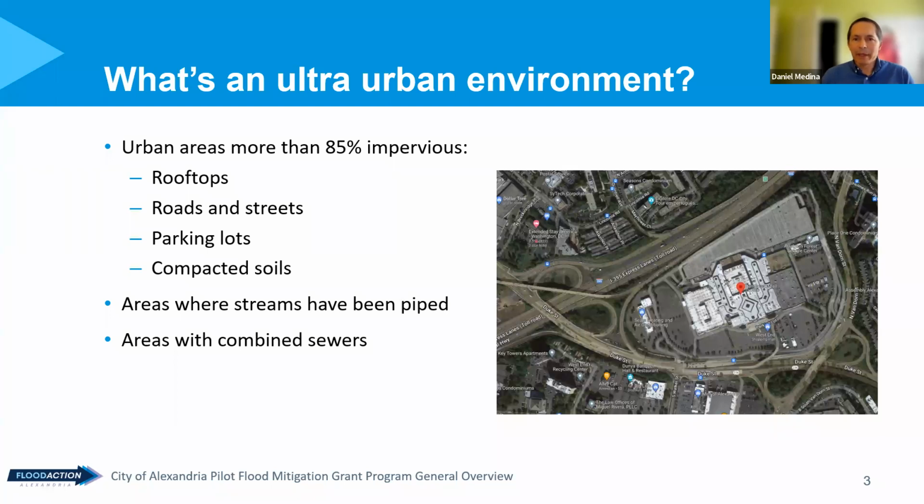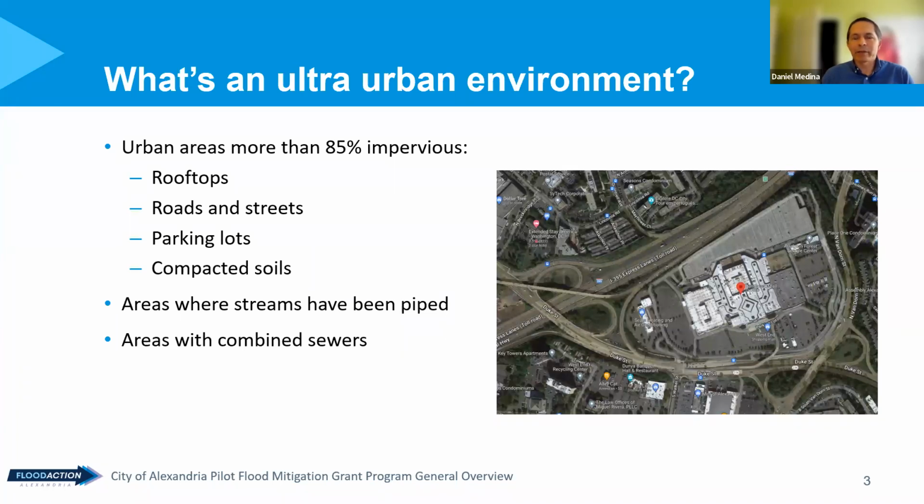And then finally, we talk about ultra-urban environments when they have what is called a combined sewer. And a combined sewer, again, was somebody thought it was a great idea to put both the rainwater and sewage in the same pipe because rainwater was considered a waste and not a resource. The problem is that when it rains a lot, all that sewage cannot be handled by the wastewater treatment plant, and it has to be discharged into the Potomac River or similar receiving bodies of water.